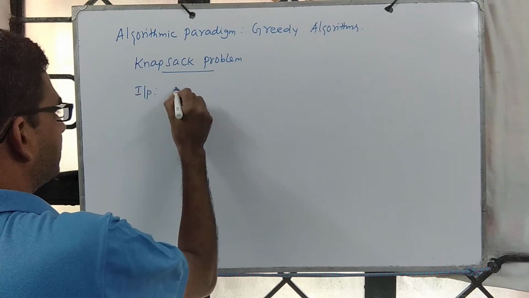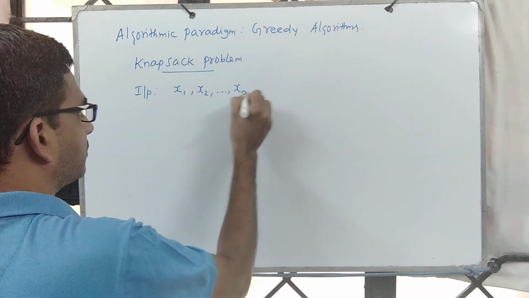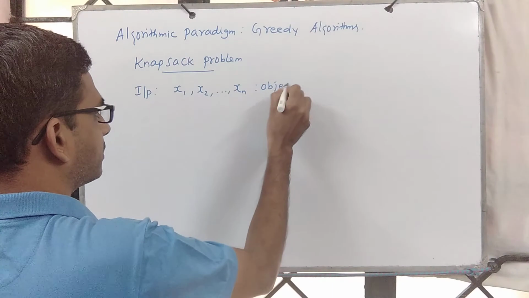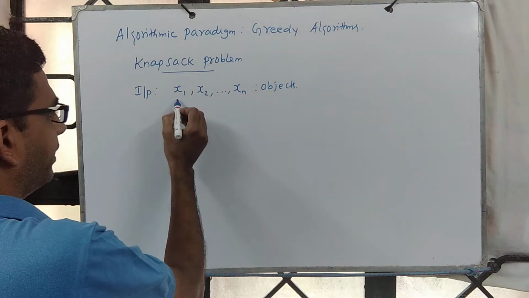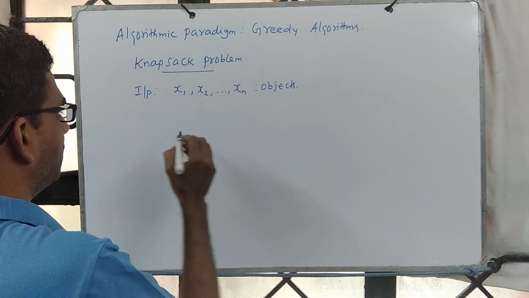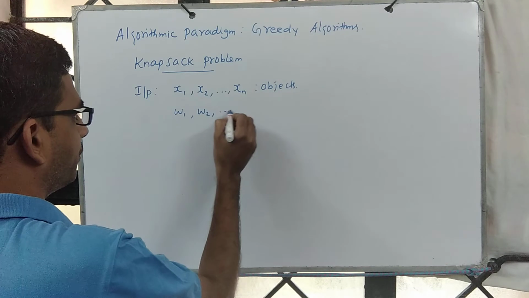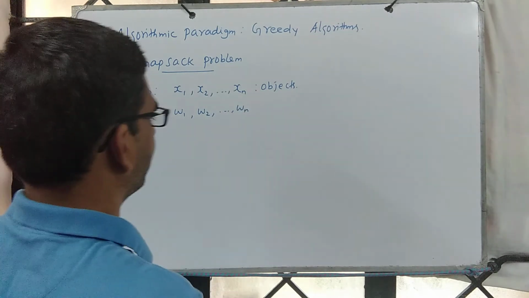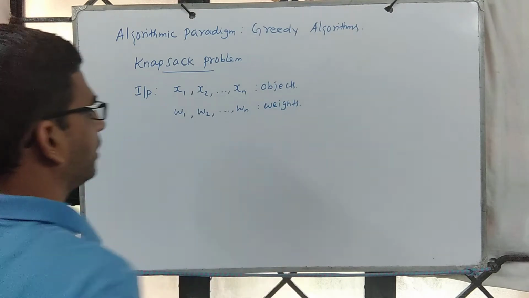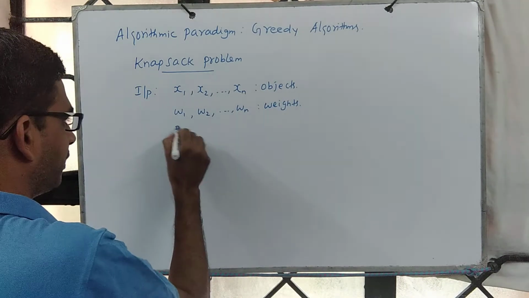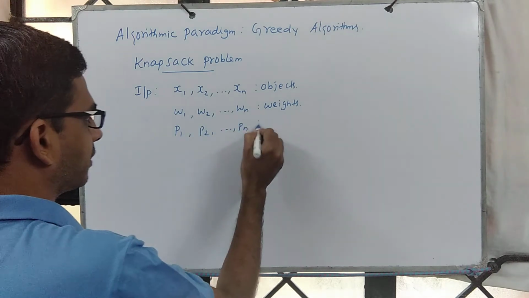The input consists of some n number of objects. They are called objects. Something like this could be gold, diamond, silver and so on. And associated weights W1, W2 and Wn. These are all weights. And there is also something called a profit associated with each of these objects.